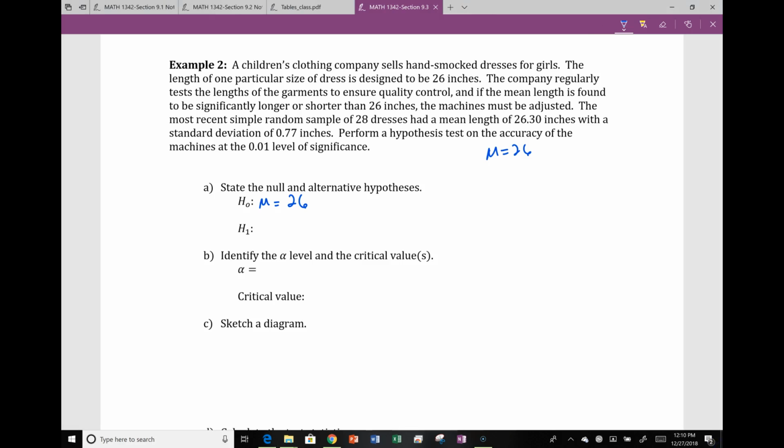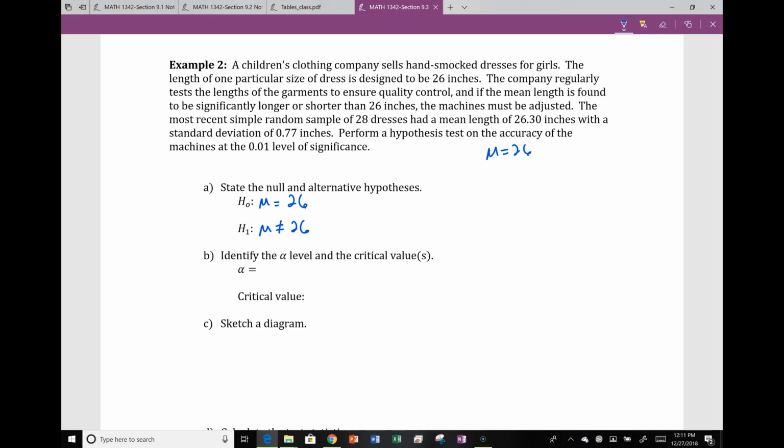The company regularly tests the lengths of the garments to ensure quality control, and if the length is found to be significantly longer or shorter than 26 inches, the machines must be adjusted. So in order for them to be adjusted, it can be longer or shorter, not one way or the other. So this is going to be that it's not equal to 26 inches, because anytime it's shorter, they have to be shut down, or anytime it's longer, they also have to be shut down.